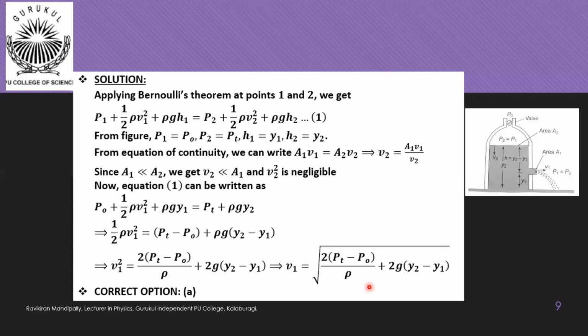In all the options, you need to take the square root completely. It is misprinted. All the 4 options are misprinted. The square root is there for the entire terms. Make that correction in the question itself. So the correct option is option A.